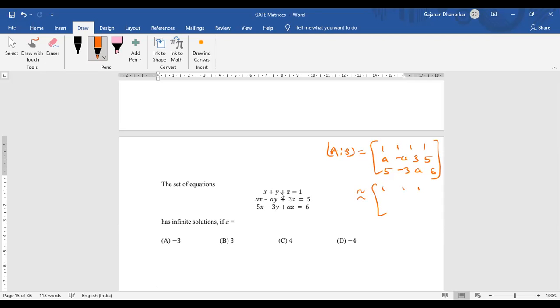1, 1, 1, 1. We have to multiply by A and subtract. Multiply by A and subtract: minus 2A. Multiply by A and subtract: 3 minus A. Do the calculation carefully. 5 minus 0, multiply by 5 and subtract. Minus 8, multiply by 5 and subtract. 5 minus 8.